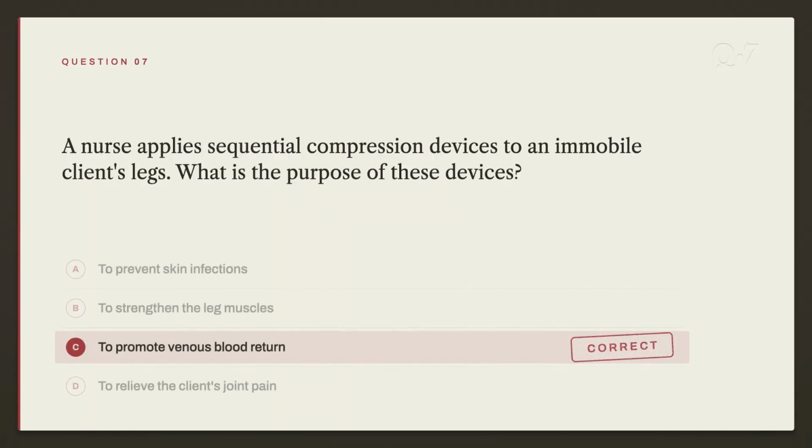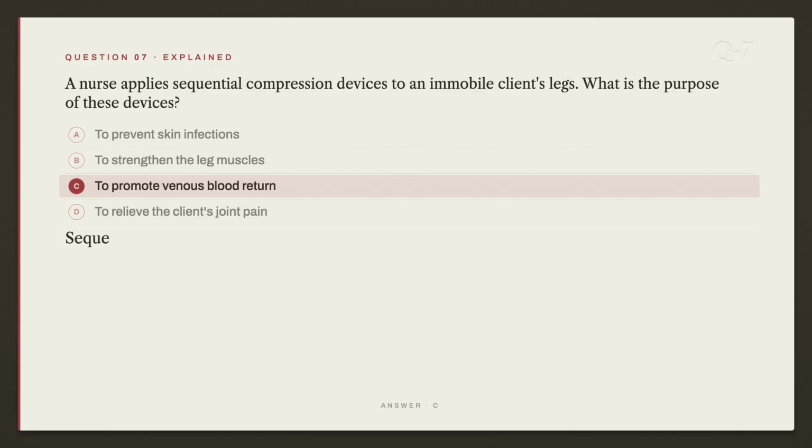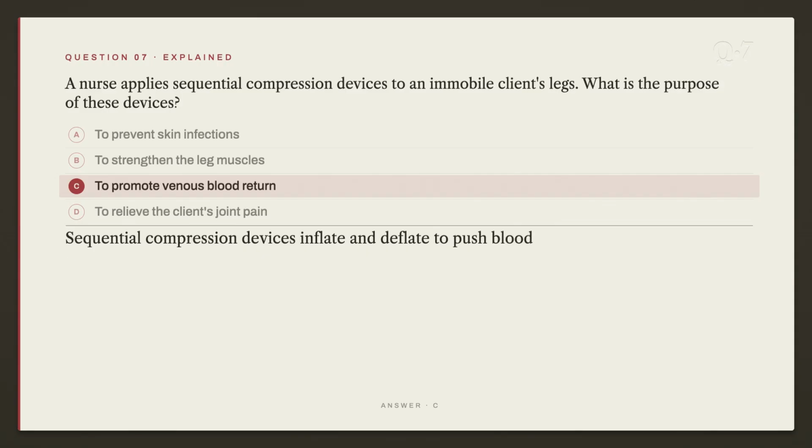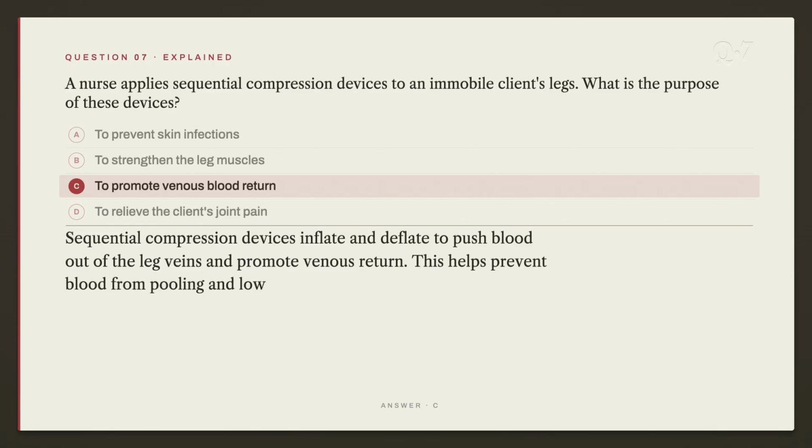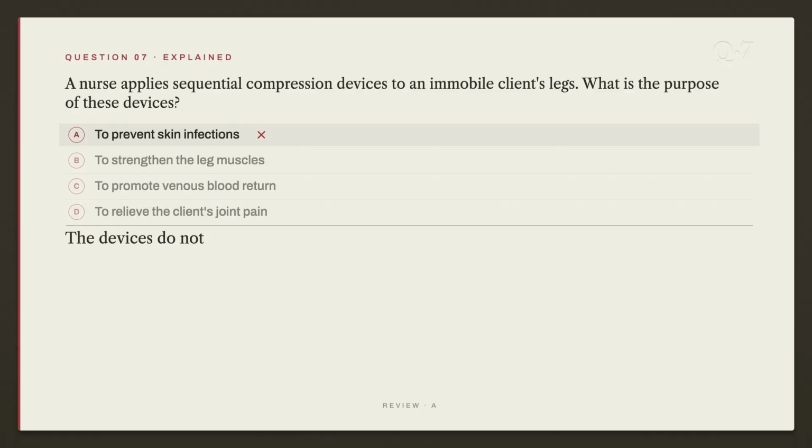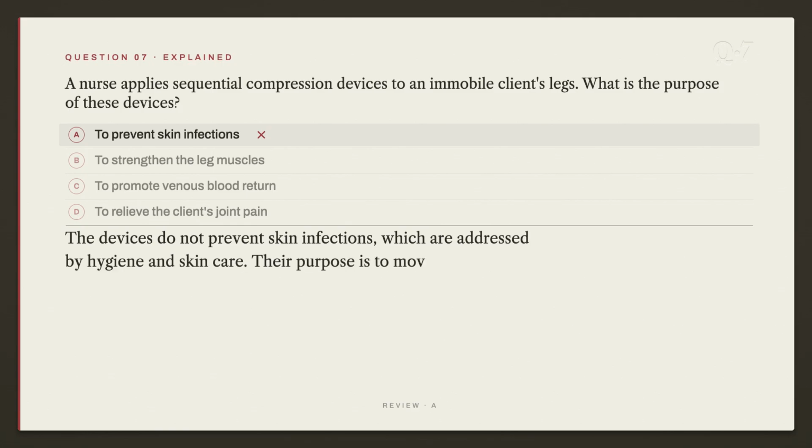The correct answer is C. To promote venous blood return. C is correct because sequential compression devices inflate and deflate to push blood out of the leg veins and promote venous return. This helps prevent blood from pooling and lowers the risk of a clot forming. A is wrong because the devices do not prevent skin infections, which are addressed by hygiene and skin care. Their purpose is to move blood through the veins, not to protect against infection.